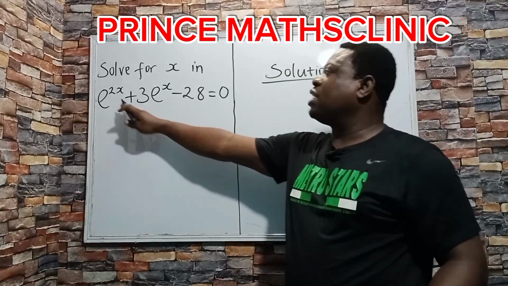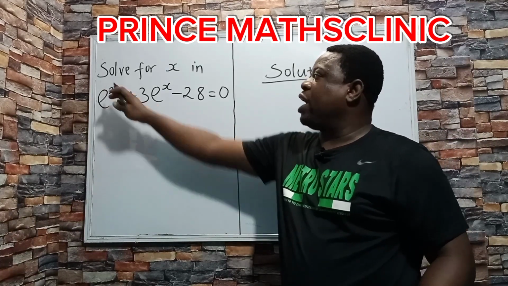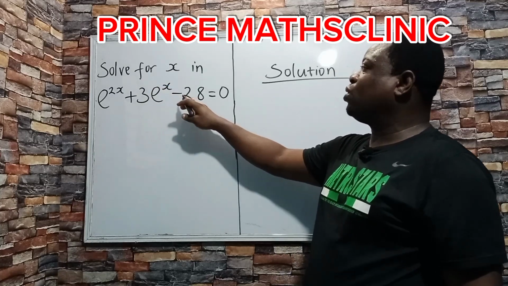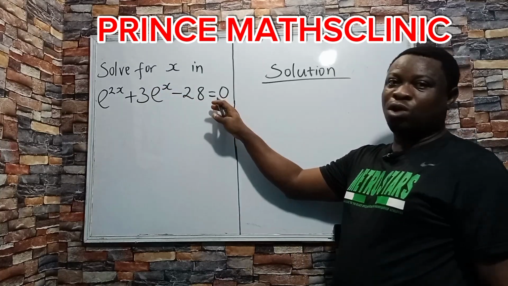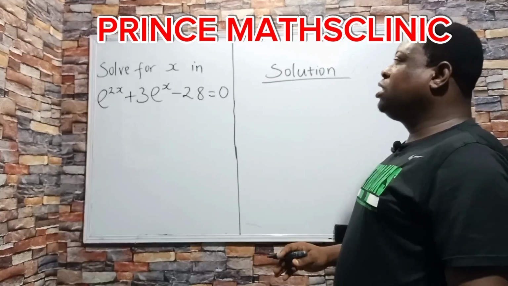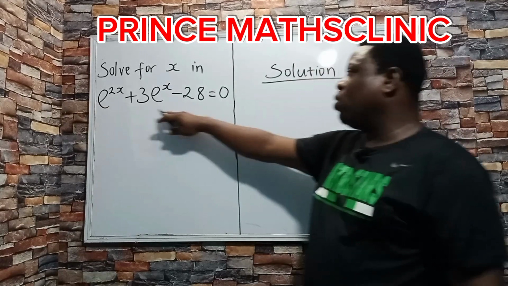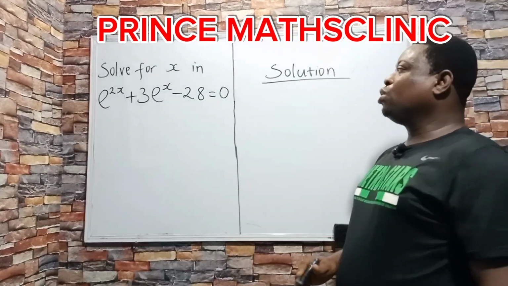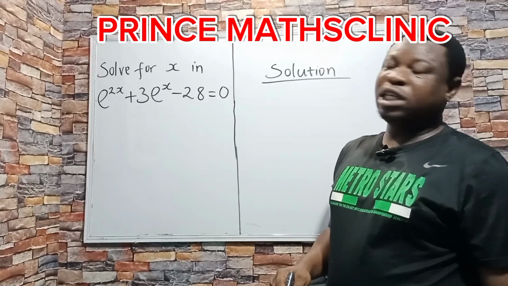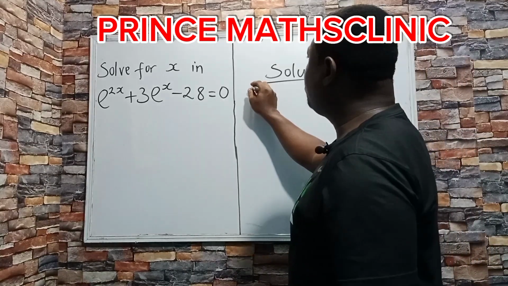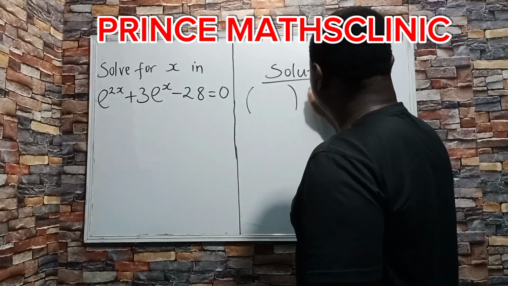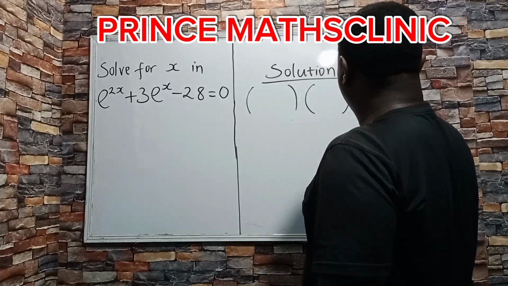Now we are given that e to the power of 2x plus 3e to the power of x minus 28 equals 0. So how do we go about this? This is as good as a quadratic equation, so we can solve it the way we solve a quadratic equation by opening two brackets equated to 0.